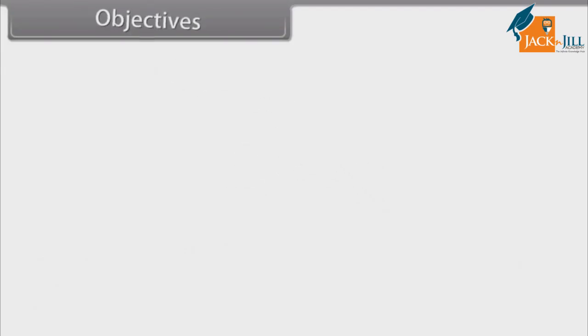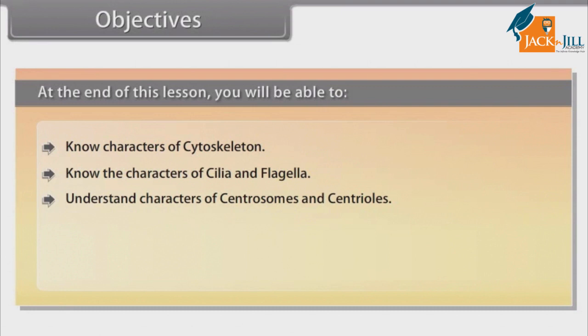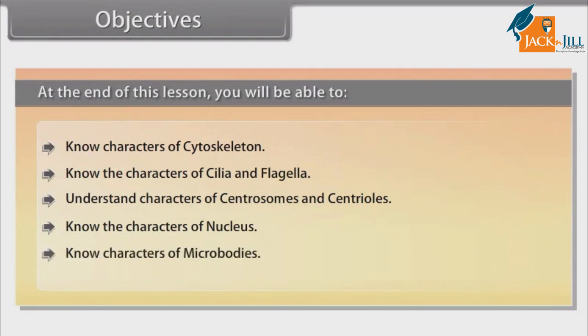Objectives. At the end of this lesson, you will be able to know characters of cytoskeleton, know the characters of cilia and flagella, understand characters of centrosomes and centrioles, know the characters of nucleus, know characters of microbodies.